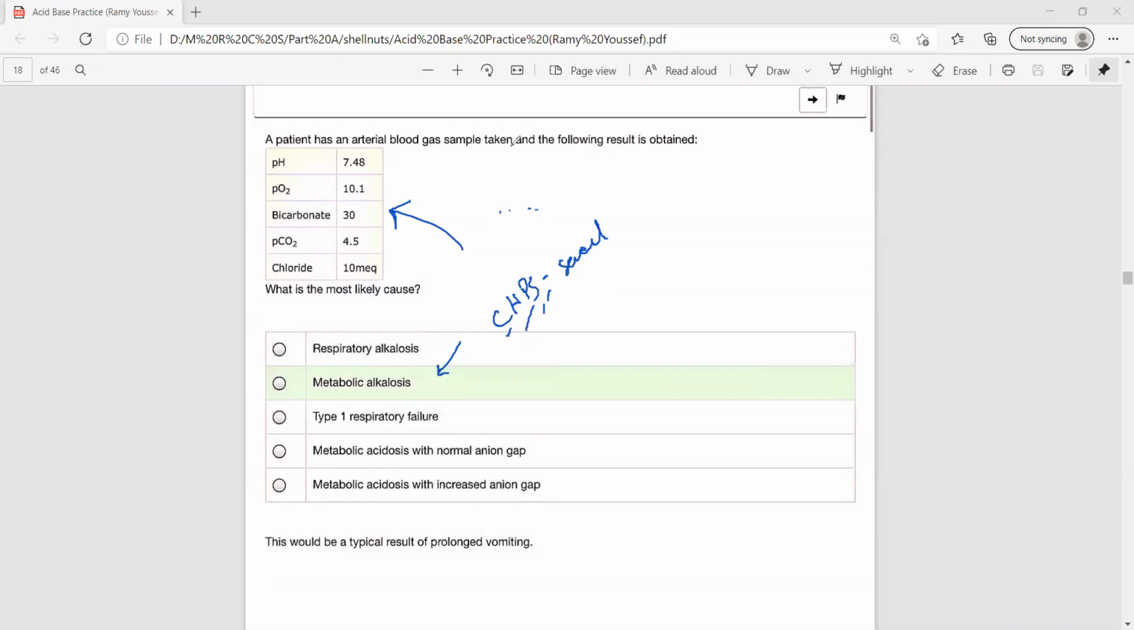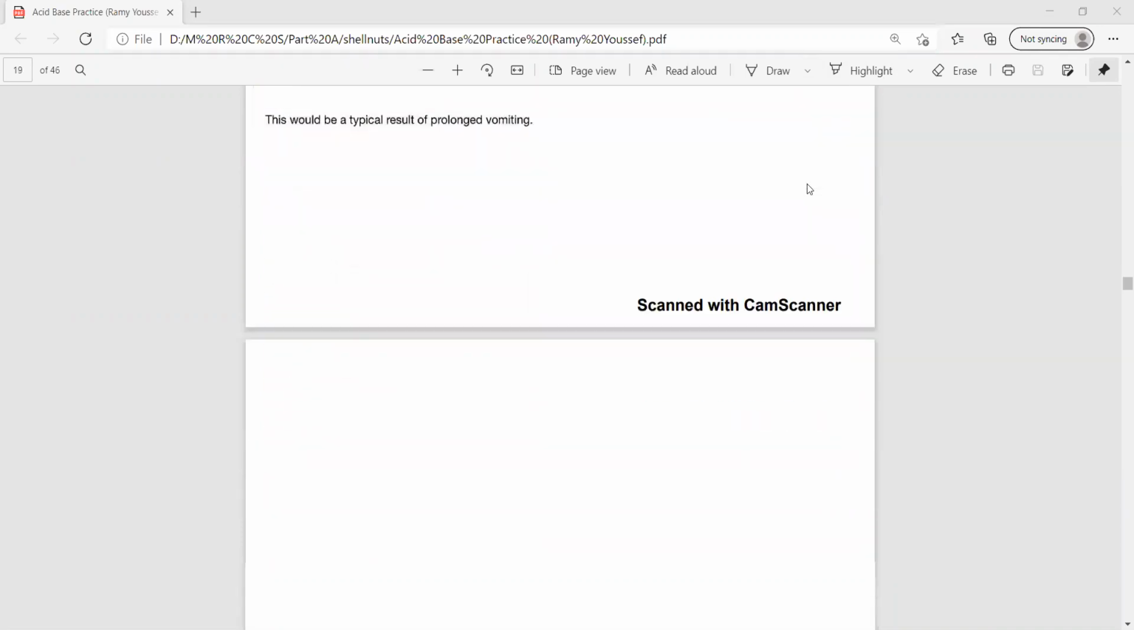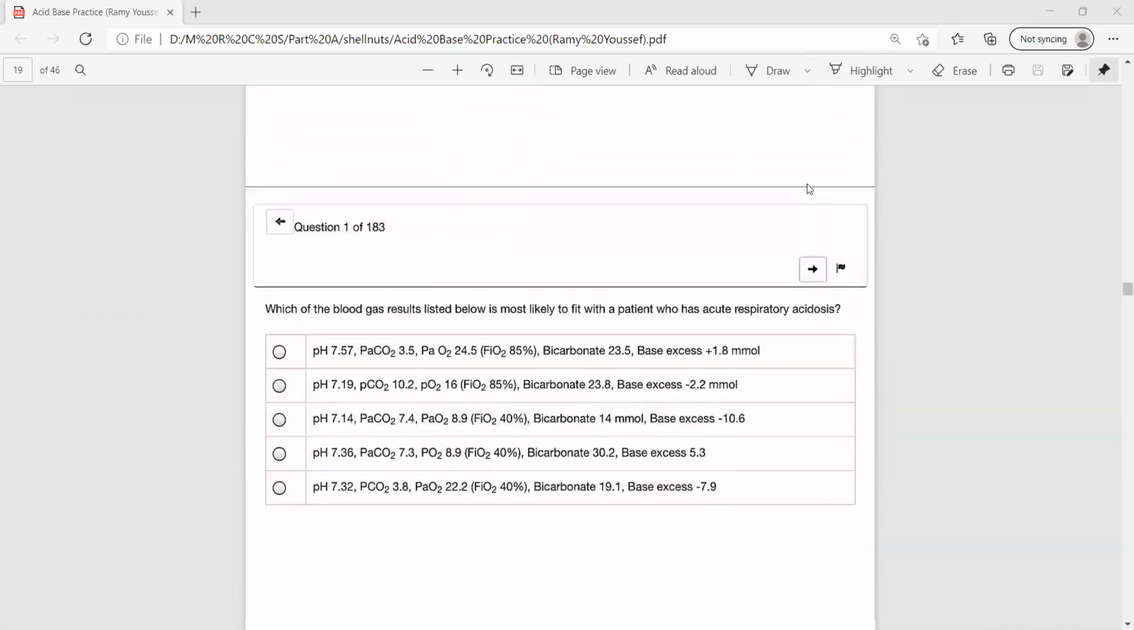Yes, clear. Let's go to the other example, which will show us, and I'll give you a very nice way to solve a question like this. Go ahead, Dr. Ismail. Which of the blood gas results listed below is most likely to fit with a patient who has acute respiratory acidosis?